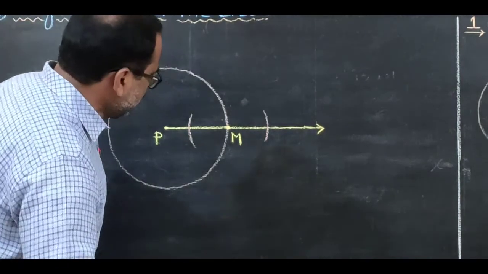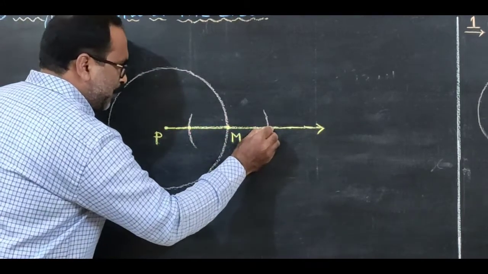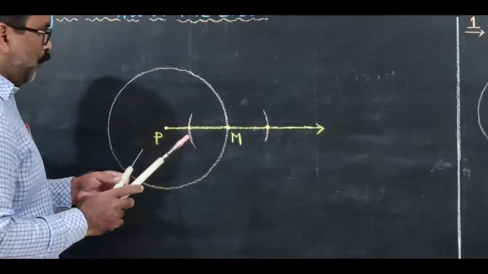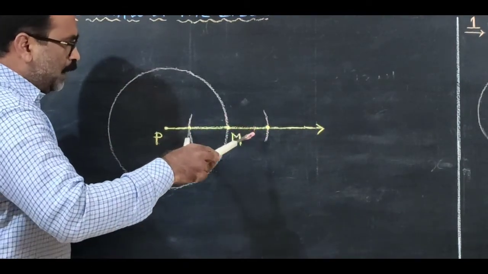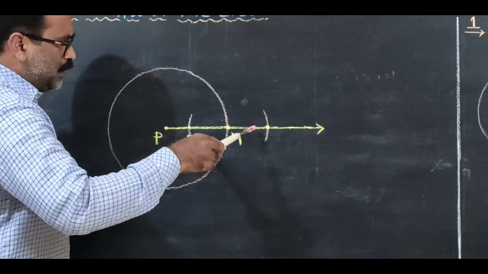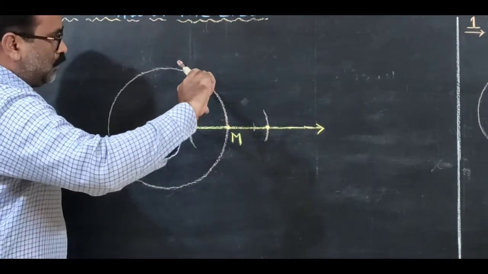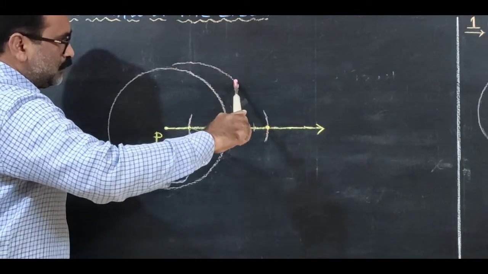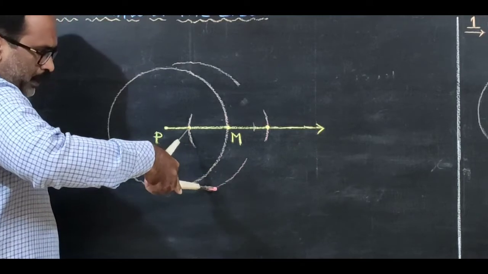Now this arc intersects PM at this point, and this arc intersects PM at this point. We put the nib of our compass at this point and we take more than half of the distance of these 2 points. And we draw an arc above and below the radius.